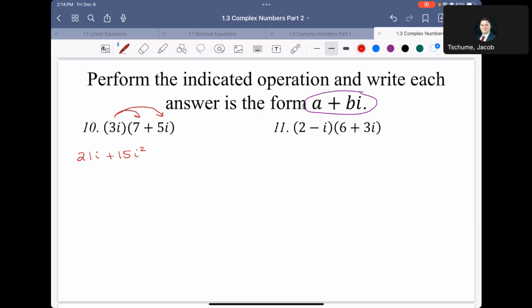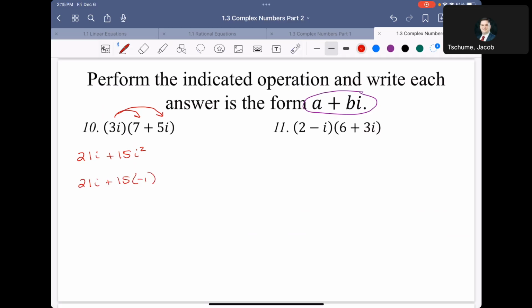Now, you might recall from the previous video that anytime you run into an i squared term, there was a number I told y'all it's always going to equal, and that number is -1. So what you will have to do anytime you run into an i squared is replace it with its value of -1.